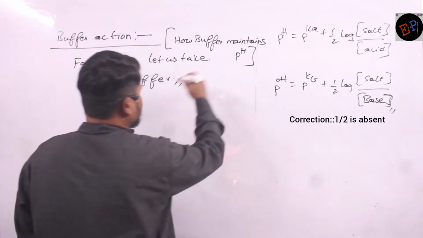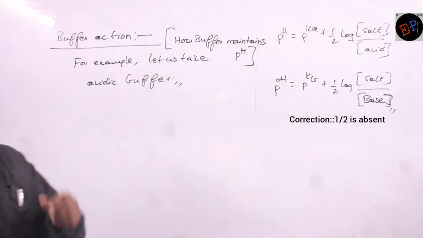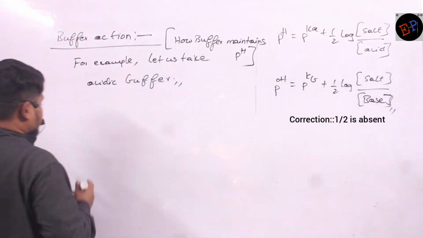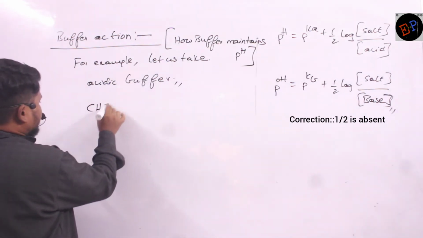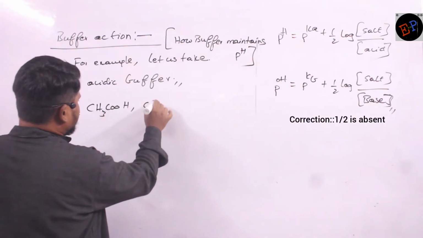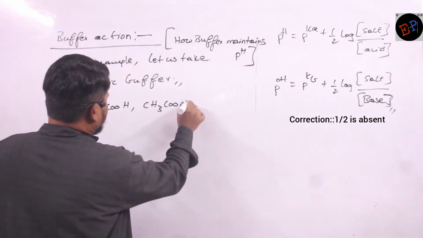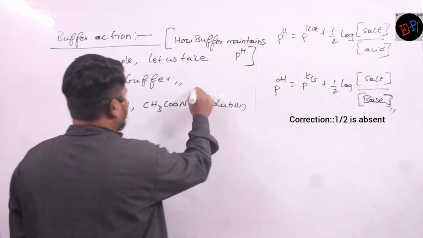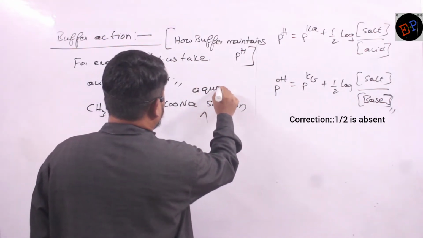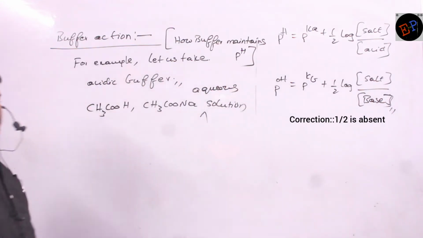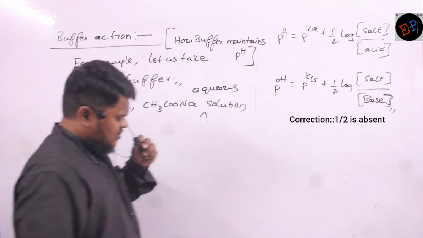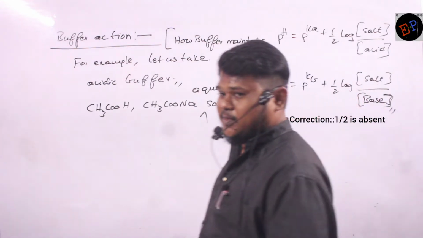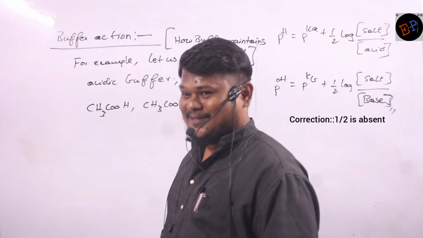So what is the logic behind the maintenance of the pH of this buffer? Okay. Let us take an acidic buffer, CH3COOH, and let us take a CH3COONa solution, aqueous solution. Then in this aqueous solution of acetic acid and sodium acetate, can you say what are the different ions which are present?